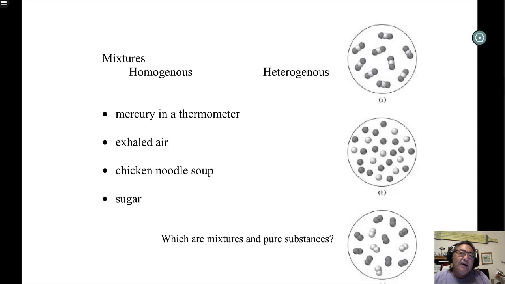Now, you can also have things that are heterogeneous. A heterogeneous mixture would have irregularities in it. If you drink boba, for example, I've never actually had any, but it looks gross to me. But if you're drinking boba, there are those floaty balls, those gelatin things that float. That's a heterogeneous mixture. It's not uniform throughout. Beans and rice is a heterogeneous mixture.